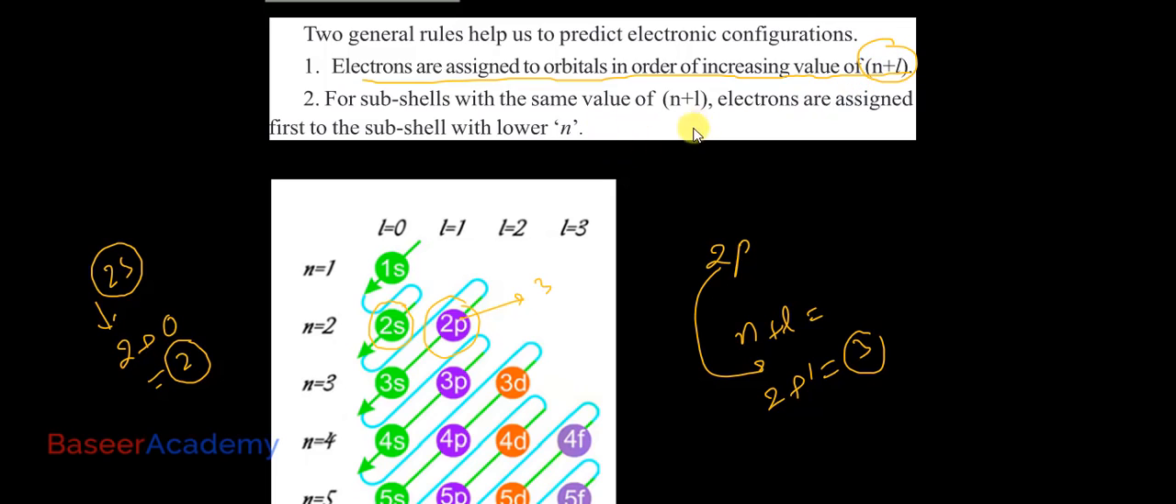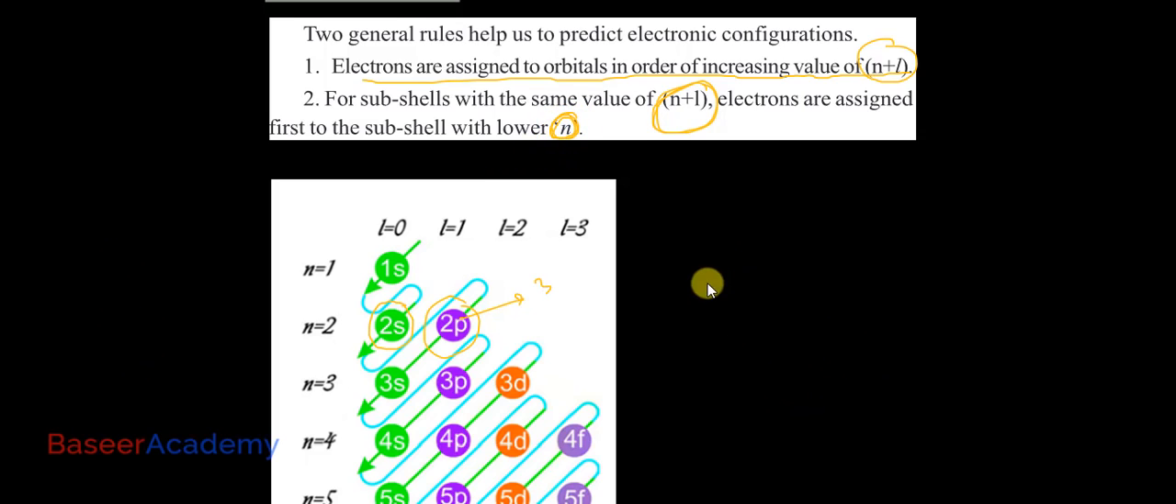At times what really happens is n plus L values become equal. During those cases, electron will occupy the orbital which has lower n value. Let us say I have 4p and 3d. I want to find out the n plus L value of 3d and 4p.